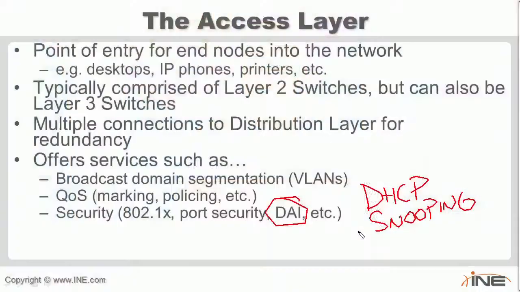But basically, this is preventing someone from plugging into your network and then doing some sort of attack where they can redirect traffic to them, or they could knock someone else off of the network. We want to make sure that we can enforce this right at the entry point of the network, right at the access layer.